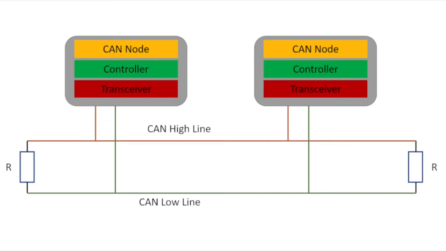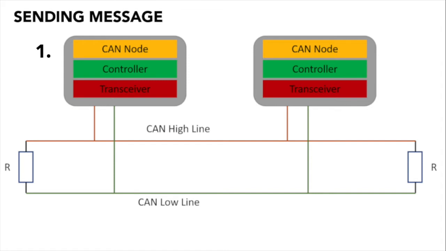So let's start with the example of an ECU sending a message to the network. First, the CAN node or microcomputer would send the transfer data to the CAN controller. From there, the CAN controller sends the data to the CAN transceiver. After that, the CAN transceiver processes that data and converts it to electrical signals that then get sent out into the CAN bus data lines.